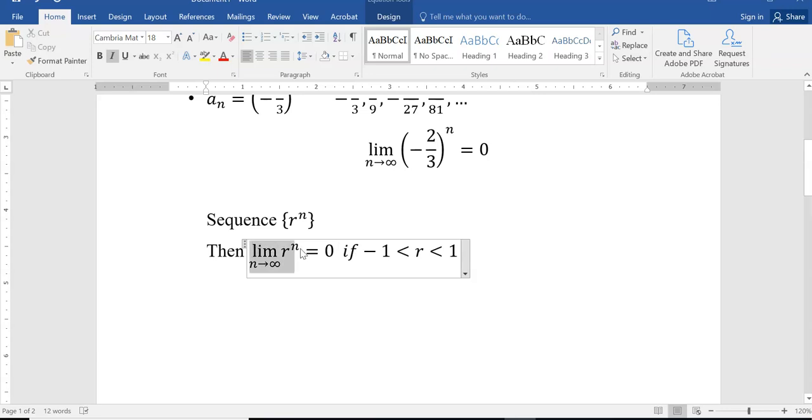And if R is bigger than 1, then this thing goes to infinity. All right, and we've seen that before. 2 to the nth power just grows and grows and grows. If R equals 1, then obviously the sequence goes to 1. It's always just constant 1. So there you go. If R is between -1 and 1, then we get 0. If R is bigger than 1, then it goes to infinity. By the way, if it's less than -1, then the limit doesn't exist. It bounces back and forth.